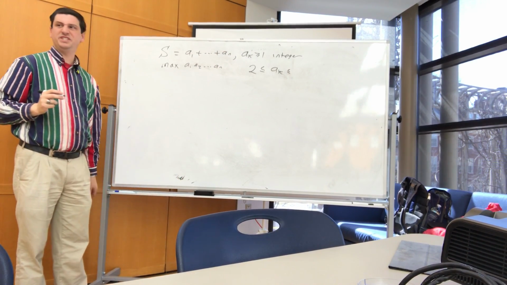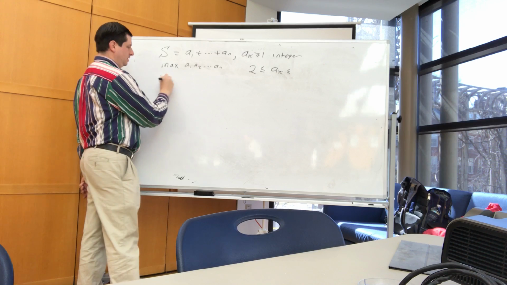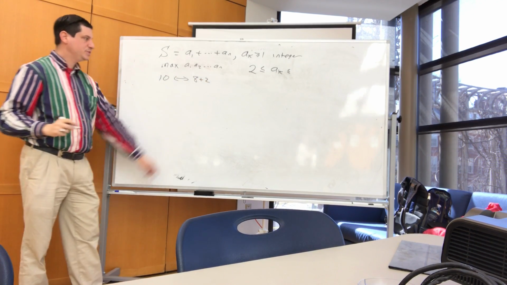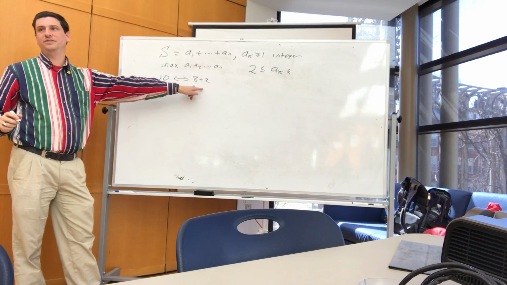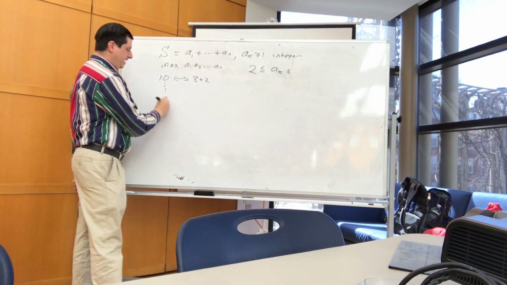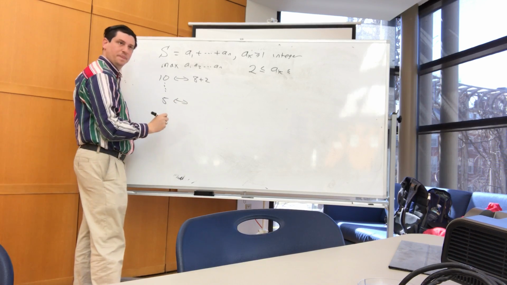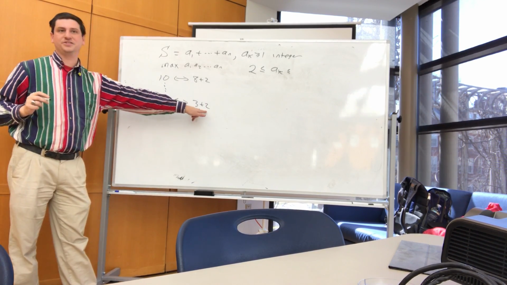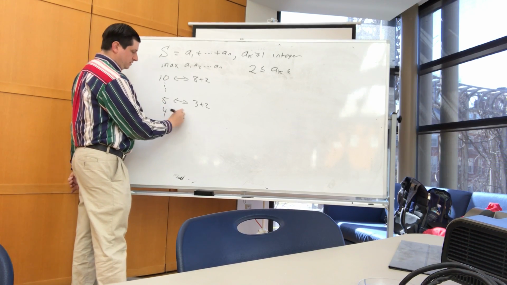What if one of my numbers was 10? I could replace 10 with 8 plus 2. And what's the product of 8 plus 2? 16. That beats 10. If I had 5, I could replace that with 3 plus 2. 3 plus 2 gives me a product of 6. What if I had 4?